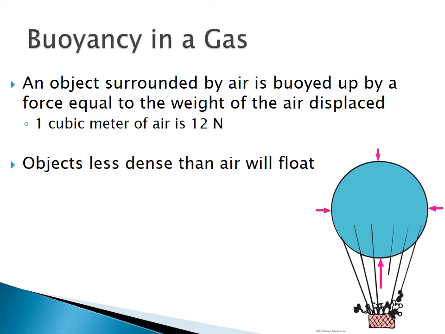Now, an object surrounded by air is buoyed up by a force equal to the weight of the air displaced. It turns out that 1 cubic meter of air is about 12 newtons. That's its weight. So if an object weighs less than 12 newtons per meter cubed, if its density is less than that, it will actually float. If it weighs more, then it's going to sink. So here we have a hot air balloon. What you have to do is have the density of the air inside be less than the density outside so that the buoyancy force can go ahead and lift that up.